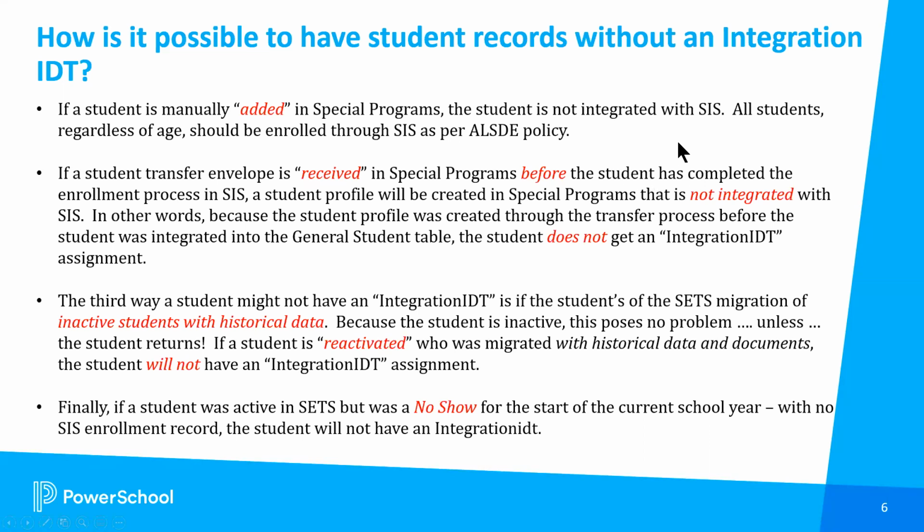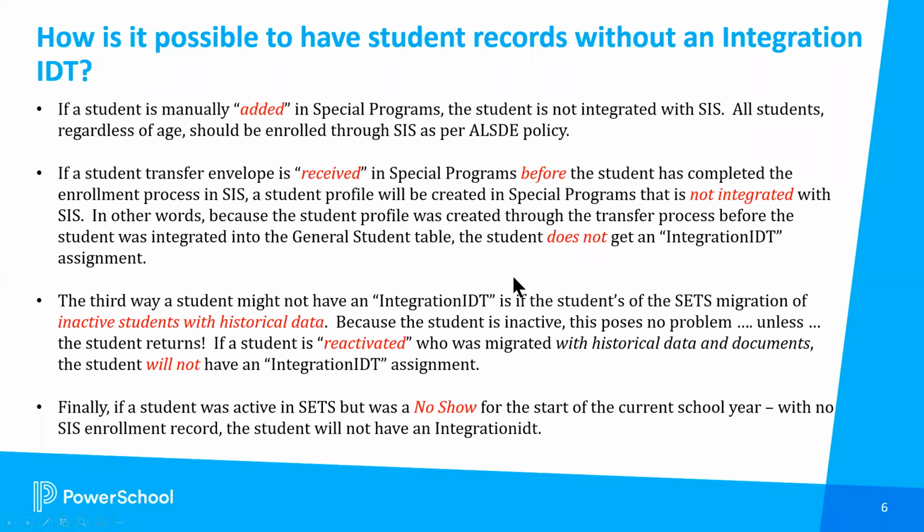So here's the thought process. All students must come in from SIS, okay? Regardless of age, they have to come in through SIS because that is the ALSDE policy. So not only is it a policy, but if you don't do it that way, you have kids in special programs that are not synchronized against any kind of data over in SIS because there is no record in SIS, okay? So, very, very important thing.